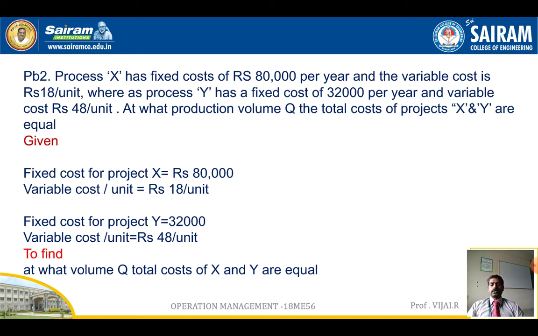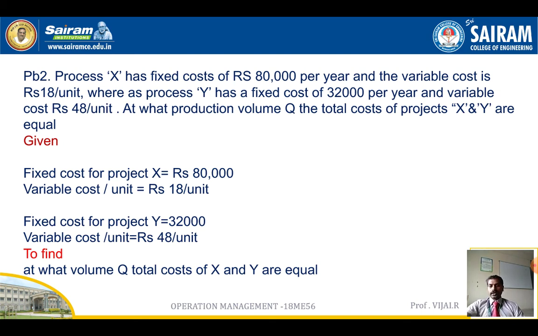This is what happens in industries. An industry is producing two different components, one is X and another one is Y. For making X they have made some expenditure, and for making Y they are spending more. But at what unit volume Q will the total cost be equal for both? To find this, and to take a decision about which one is better according to which volume, we are going to find the solution with the help of formulas.